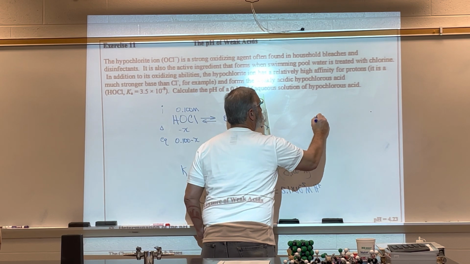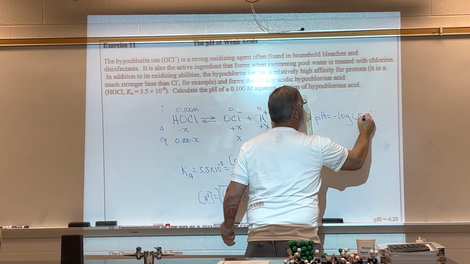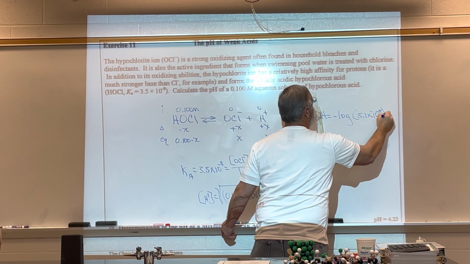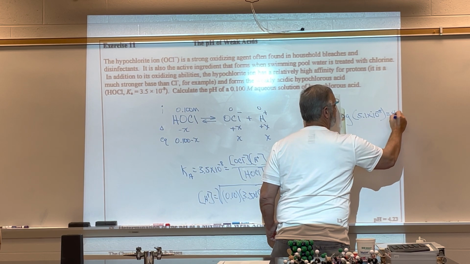So how do I find pH? Just take the negative log of that. And it turns out to equal 2.3.